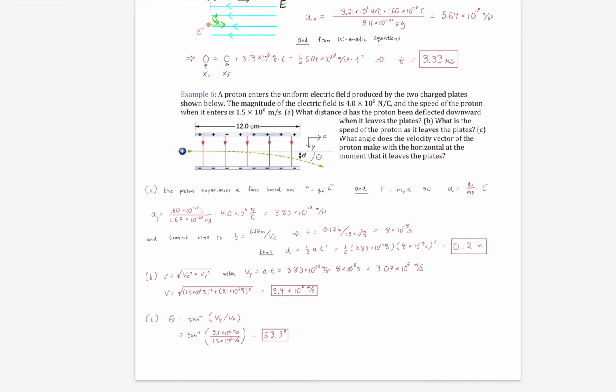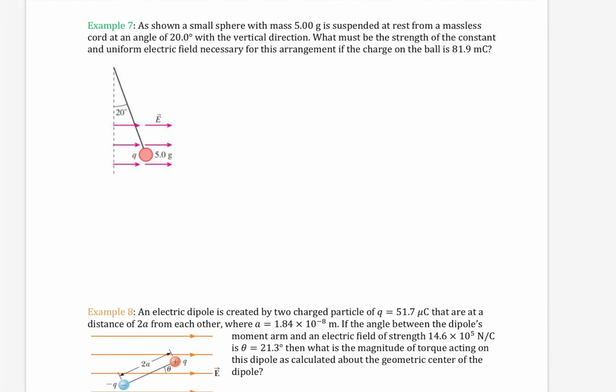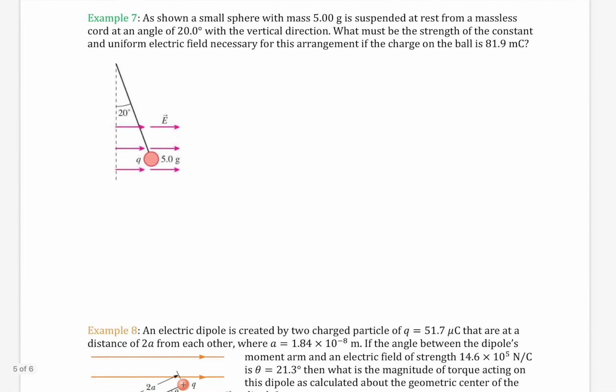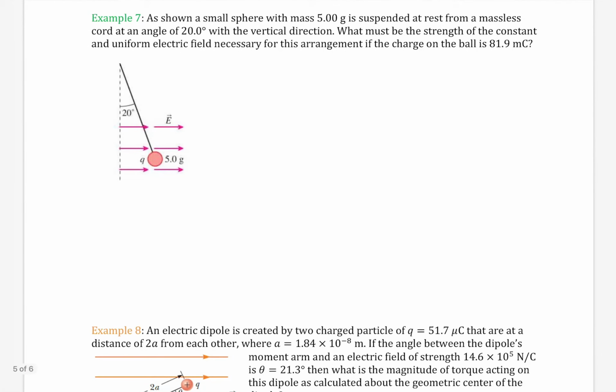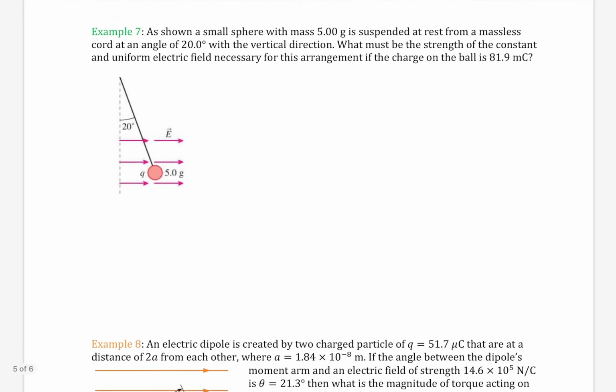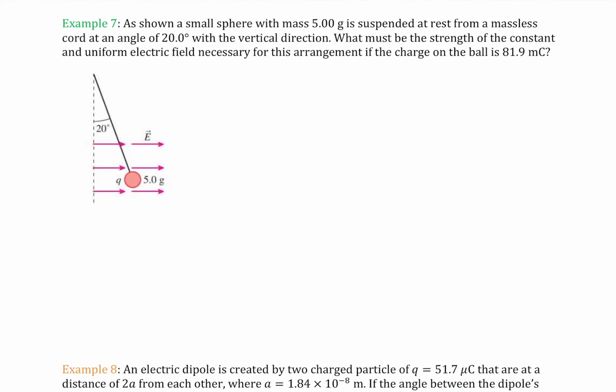All right. Okay, two final examples. One of these is going to involve combining the electric field with gravity, and another one will involve torque. They both have a lot of space, but they actually are pretty straightforward examples. Let's run through them. Example 7.